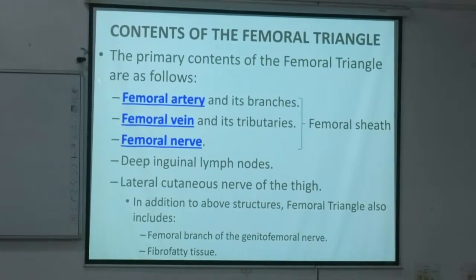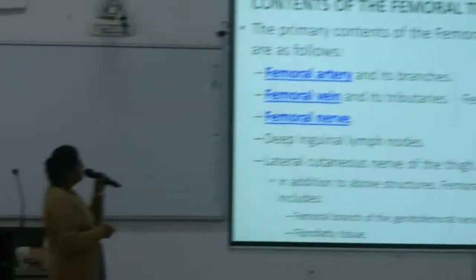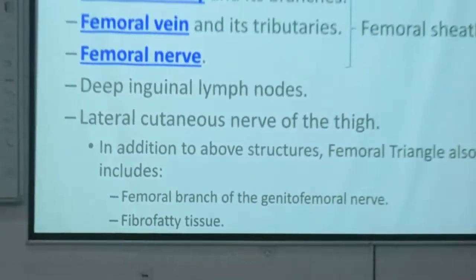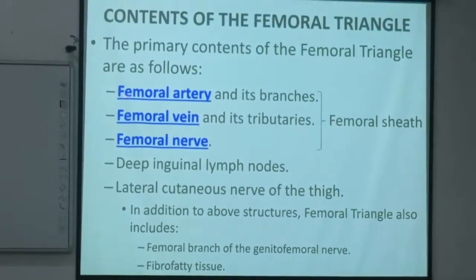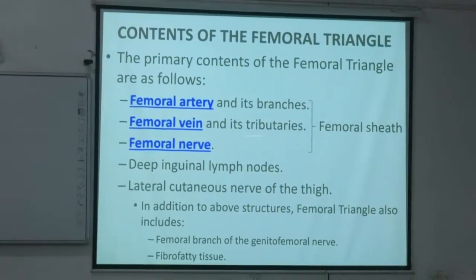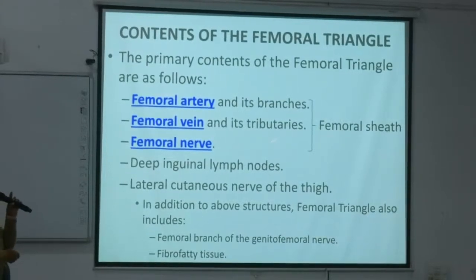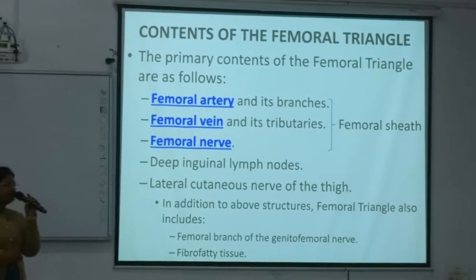Next. What are the contents? Contents are very important. Boundaries and contents of the femoral triangle are very important. So the primary contents of the triangle are the femoral artery and its branches, femoral vein and its tributaries, and femoral nerve. All these structures can be given in your OSPE question. You have to identify the structure and related questions will be asked.